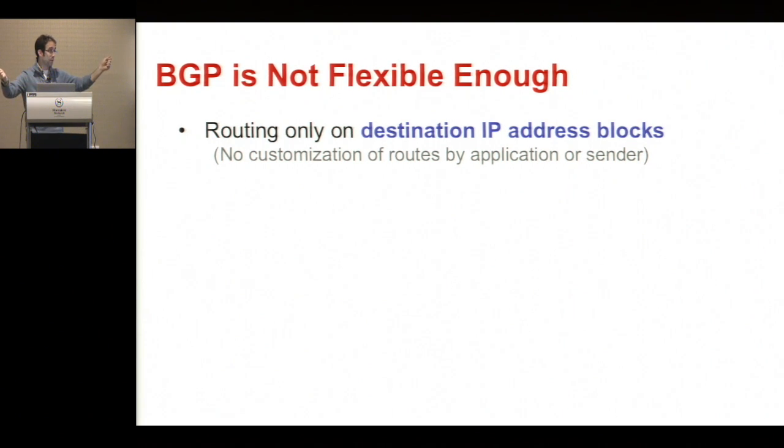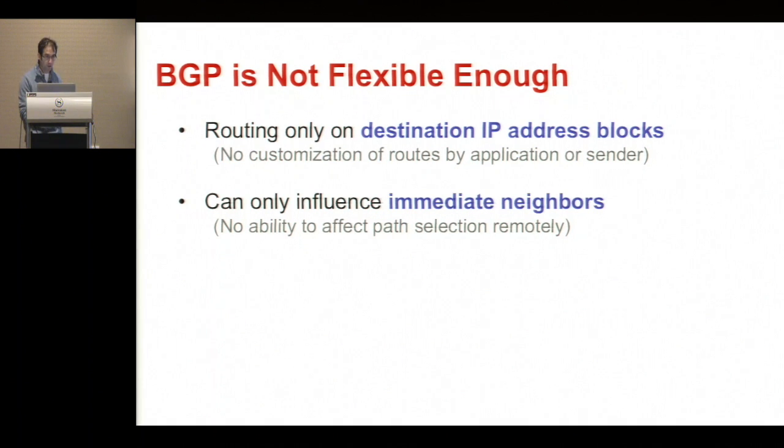So you might want to make a decision not just on, oh, this traffic is going to Netflix or Google, so I want to do something with it. But actually, this traffic is going to Google, but it's from Pittsburgh, or it's from China. Maybe depending on where it's coming from, I want to do something different, right? So maybe I want to customize the routes by application, or by sender. Maybe if it's video streaming traffic, I want to send it along a better provisioned path.